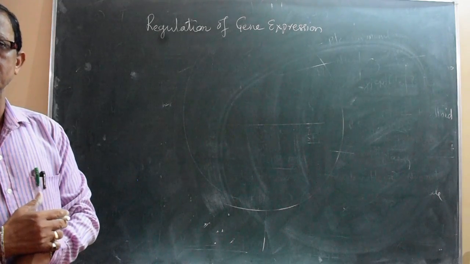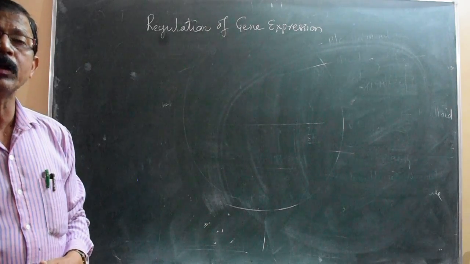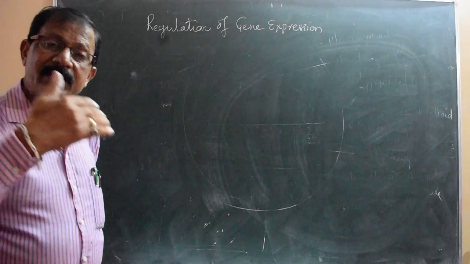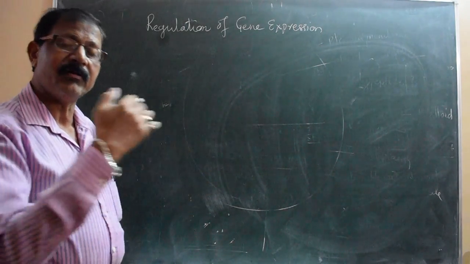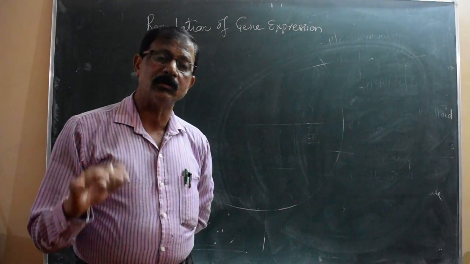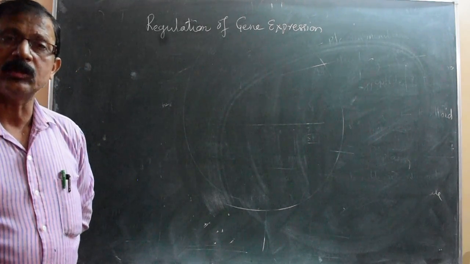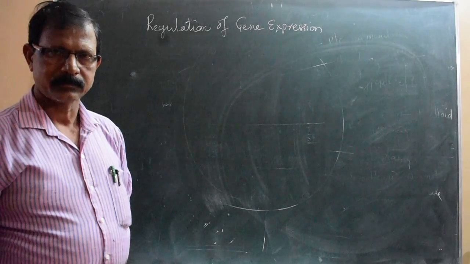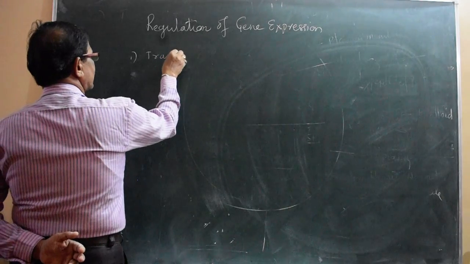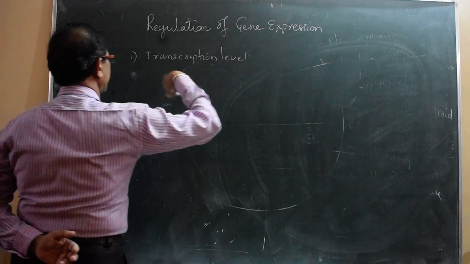Actually, gene expression is regulated, which means the entire process is controlled by four important processes. In these four important processes, there are levels. At every process there is a different level, and you must know that the entire process of gene expression or gene regulation takes place in the cell only, in the nucleus and the cytoplasm. See, there are four levels. First one is the transcription level.